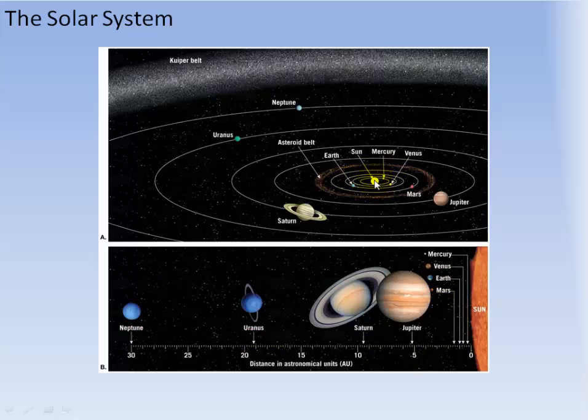So here in map form, the Sun, Mercury, Venus, Earth, and Mars, and then we have the asteroid belt and the outer planets, Jupiter, Saturn, Uranus, Neptune, and the Kuiper belt.